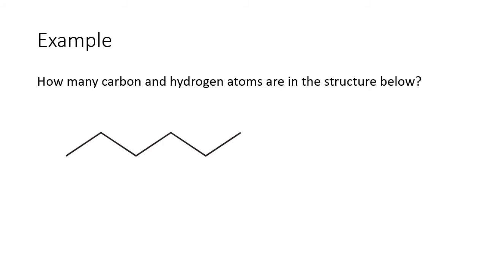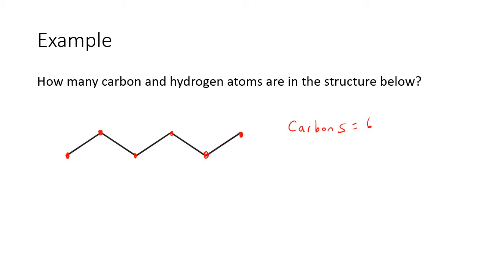Okay, so let's do an example. How many carbon and hydrogen atoms are in the structure below? We can see that there's going to be a carbon atom at the end of every line. So we have one at the top of every peak and at the end of every valley. So our carbons will be 6 in this structure.